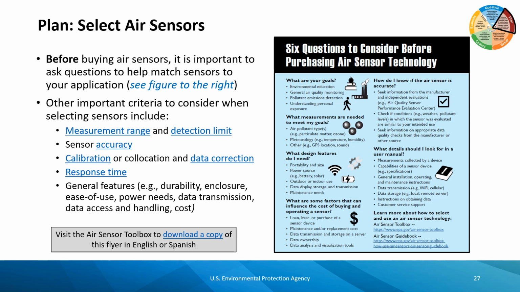Today, most air sensors still require calibration or field co-location and data cleaning and correction in order to produce data that are more comparable to regulatory measurements. These procedures can vary in complexity and effort, and you will want to understand the requirements and effort upfront. If your sensor will be moving, or if measurements will need to be correlated to changes in wind speed or direction, you may need to consider the response time of the sensor. Lastly, you will want to consider general features such as durability and power needs.